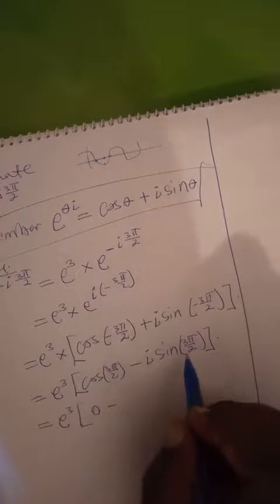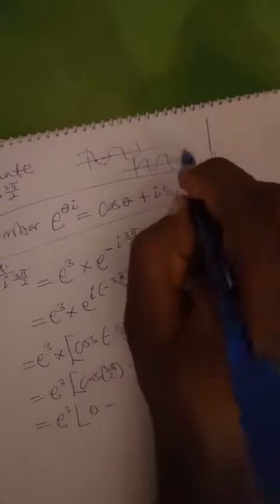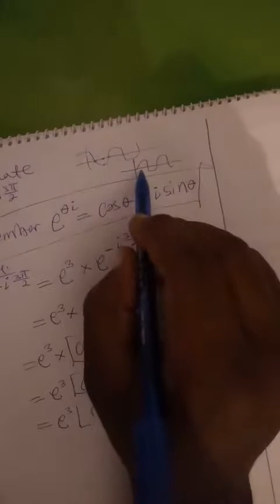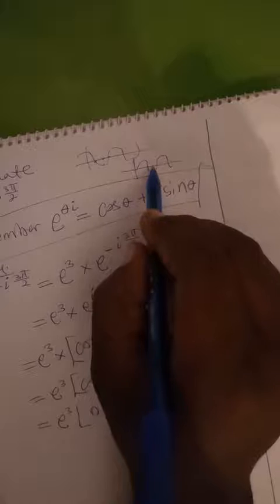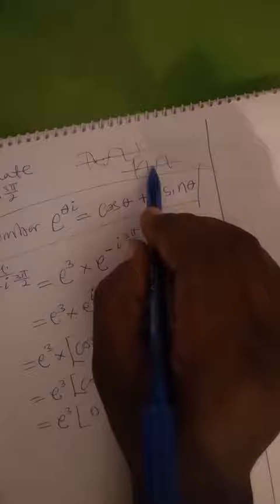Okay, minus. What about sine 270? See, the sine curve is like this. Okay, so what do we have here? 180, this is 270, is minus 1. So I have i bracket minus 1.